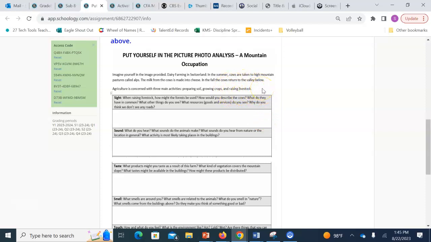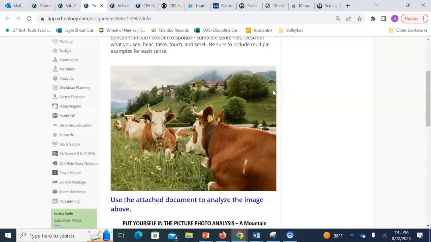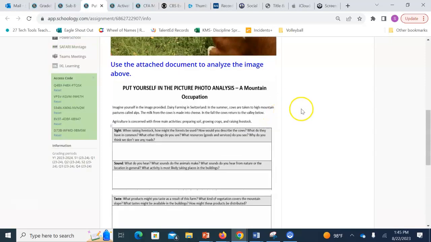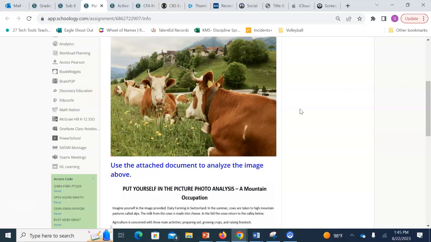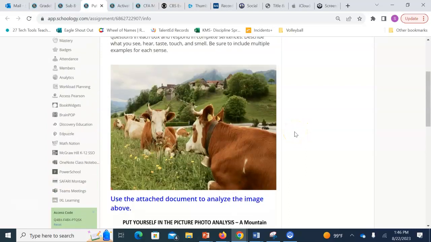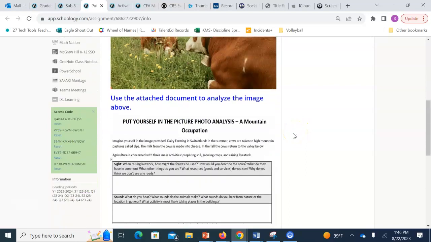Again, using the picture that we have, you've opened your document below, and in your document, you are going to type in the first box where it says, when raising livestock, how might the forest be used? How would you describe the cows? What do they have in common? What other things do you see? What resources, goods, or services do you see? Why do you think we don't see any roads? All right, so take a look at this picture and then answer that first question.